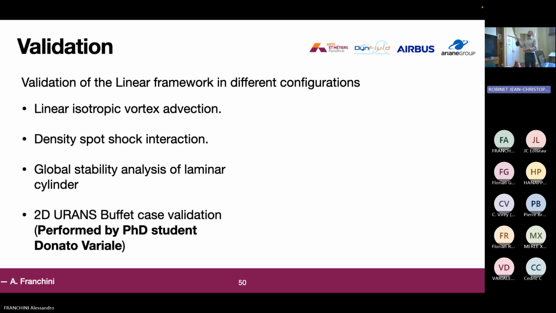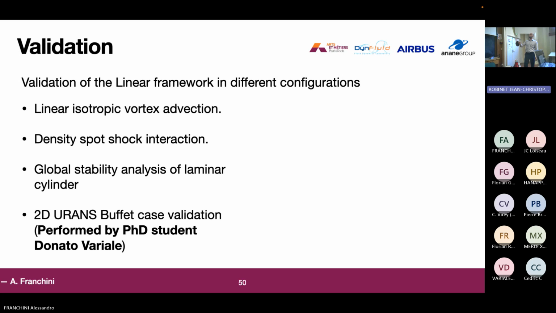First, we used a linear isotropic vortex advection problem in order to validate the linearized Navier-Stokes equations in curvilinear mesh. Then we validated with the density spot shock interaction to validate the differentiation of the shock capturing scheme. In order to validate the global stability framework, we did a classical case of a laminar cylinder.